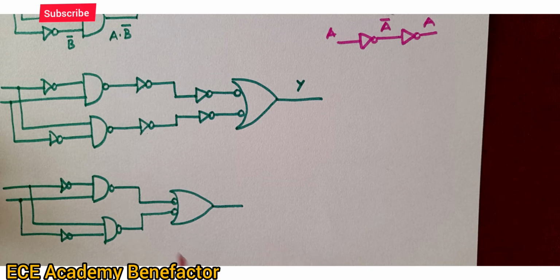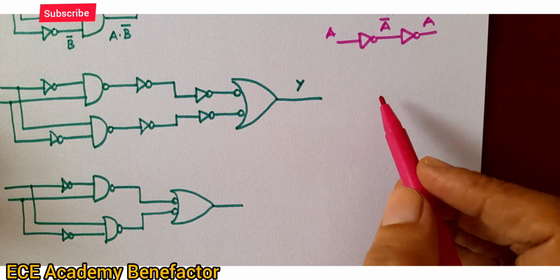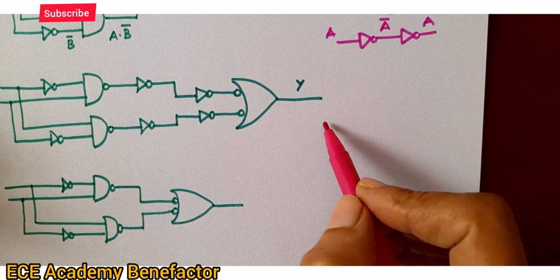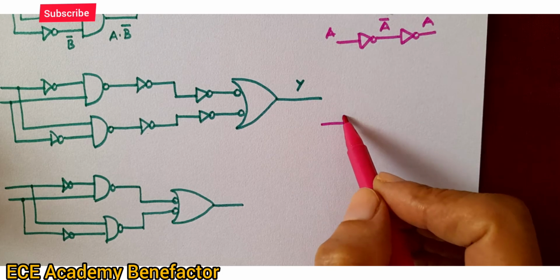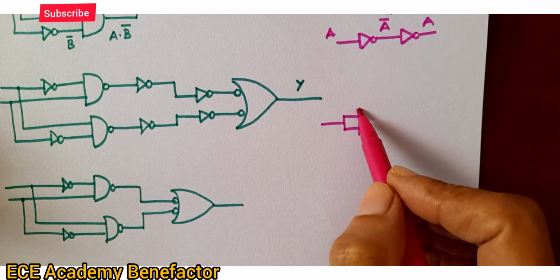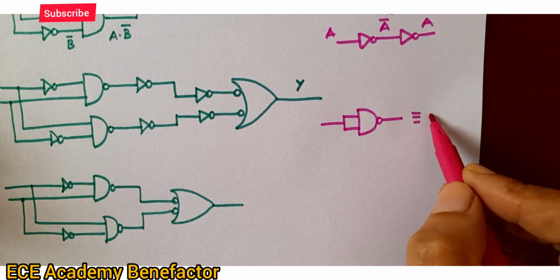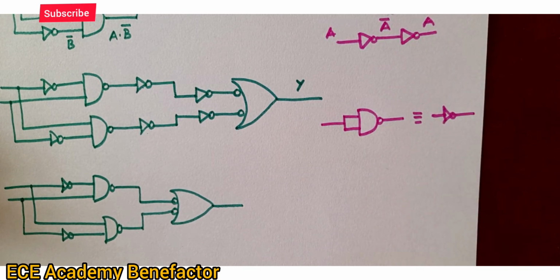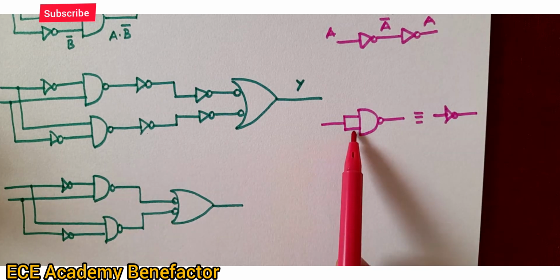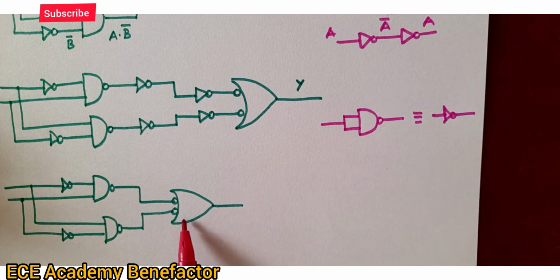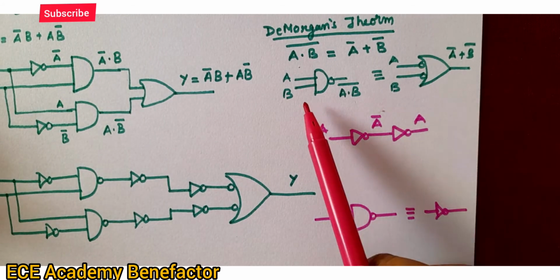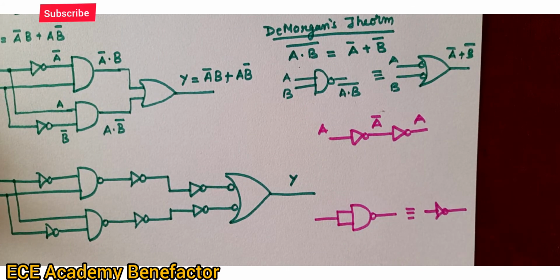So, what is the expression now? How can you draw a NOT gate using a NAND gate? So, you know, if you combine both the terminals of a NAND gate, what is it equal to? A NOT gate. Okay. So we can replace this NOT gate by this symbol. And what is a bubbled OR gate? A NAND gate. Bubbled OR gate is equal to NAND gate by De Morgan's theorem.